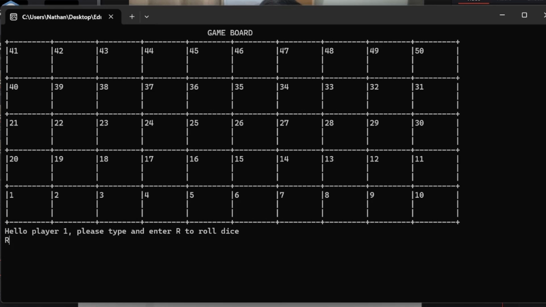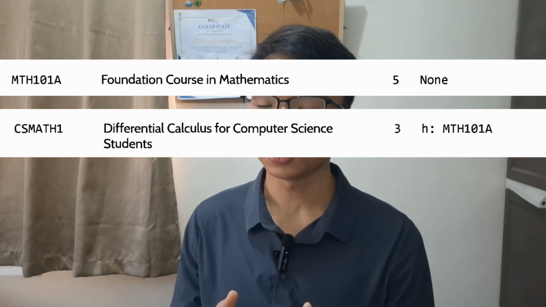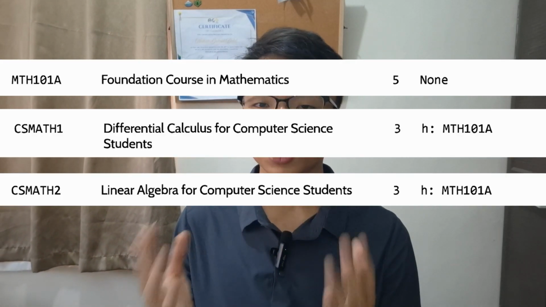In conjunction with this, you'll also be dealing with a lot of math subjects in your first year. So this will be MTH 101A, CS Math 1, CS Math 2, and a foundational course in statistics in STT 101A. So what math will you be studying in these subjects? CS Math 1 deals with differential calculus, CS Math 2 deals with linear algebra, and then MTH 101A is a foundational course where you'll cover a lot of topics in mathematics to help you prepare for your later terms.